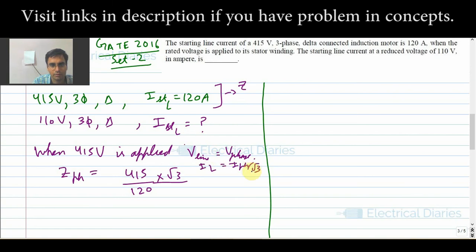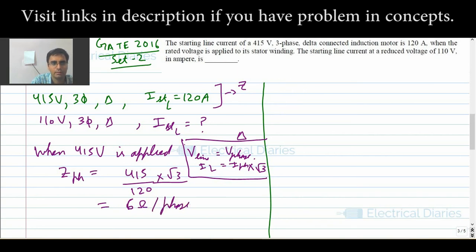Sorry, I line is equal to I phase into root 3, so I phase will be I line by root 3. This is for delta. So your Z phase will come out to be 415 into root 3 divided by 120, which is 5.99, approximately 6 ohms per phase.